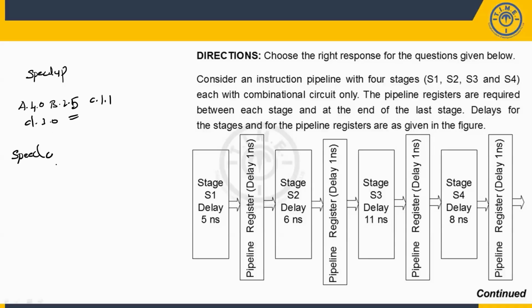Anyhow, speed up is equal to non-pipeline Tn divided by Tp. For Tn, we need to club the total stage delays, excluding the register delays, because in a pipeline system, we do not have the register delays. Tn will be equal to 30. Tp is max segment delay plus max buffer delay, that is equal to 12. So the speed up is 30 by 12, which is equal to 2.5.